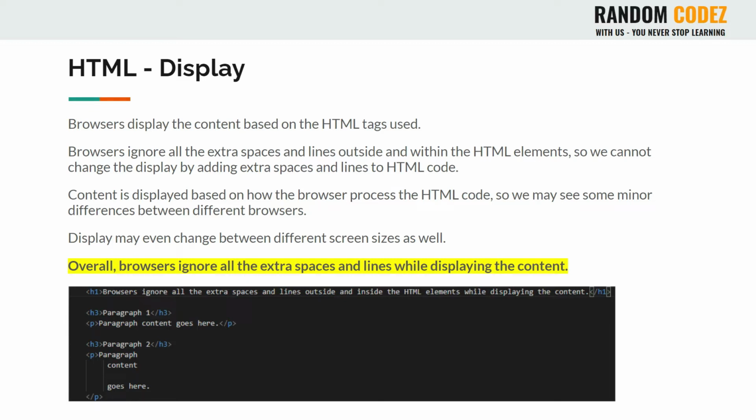If you look at the example that is given here, there are two different paragraphs where paragraph 1 did not have any extra spaces and lines, whereas paragraph 2 has both extra spaces and lines. Now let's see how the browser processes both these paragraphs and displays their content.